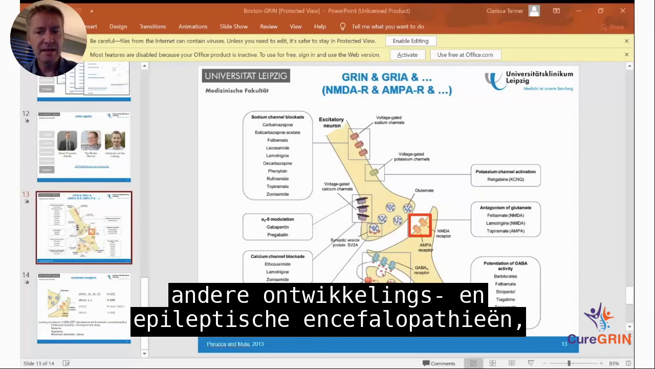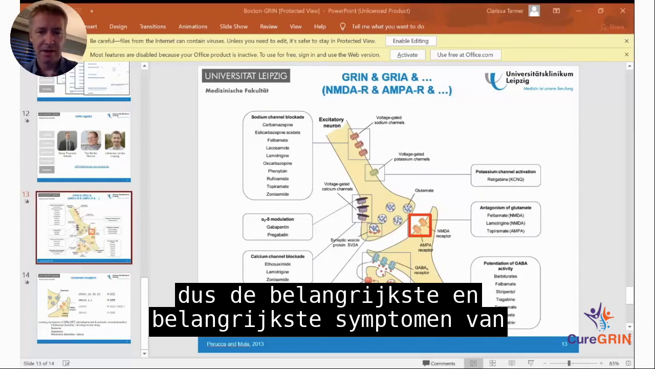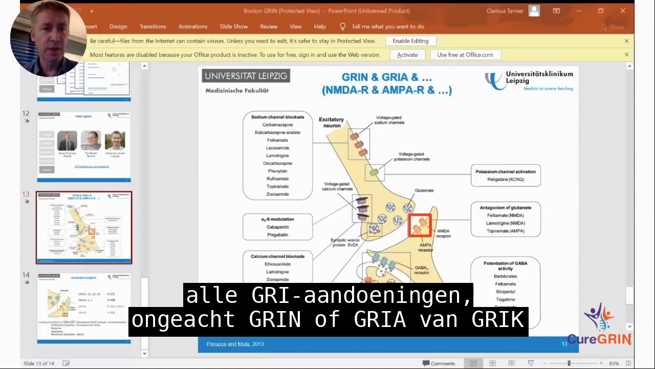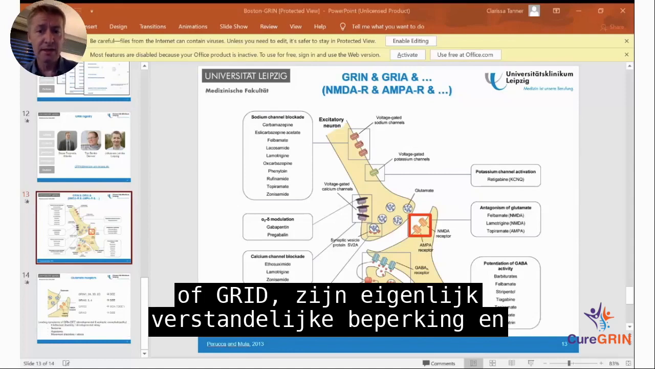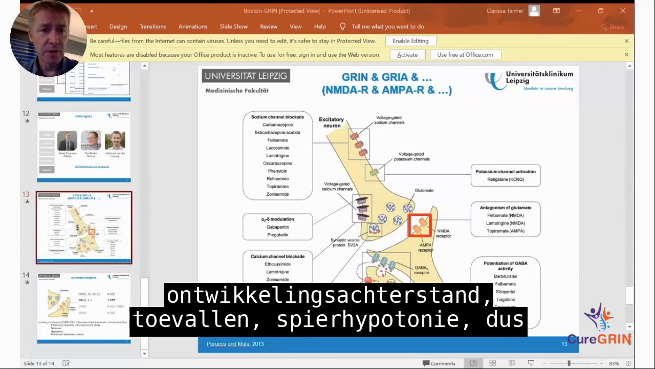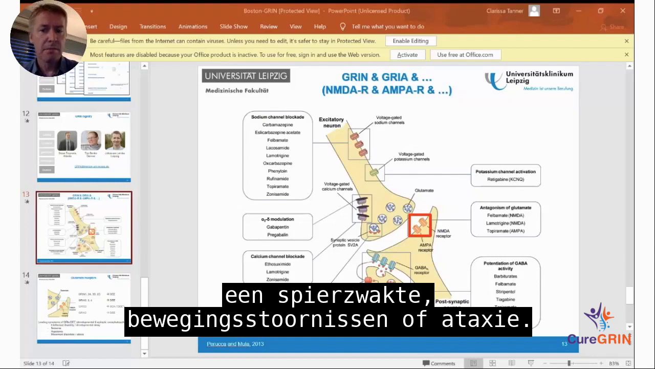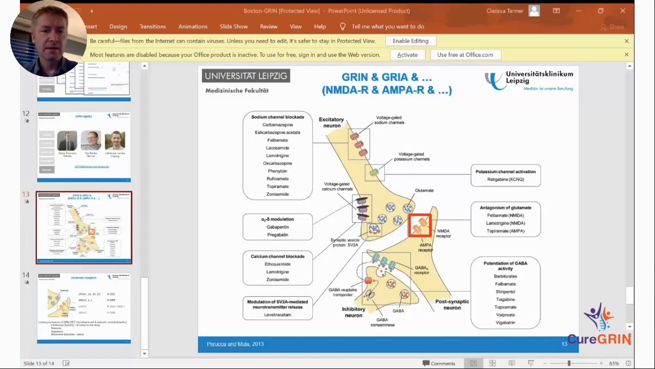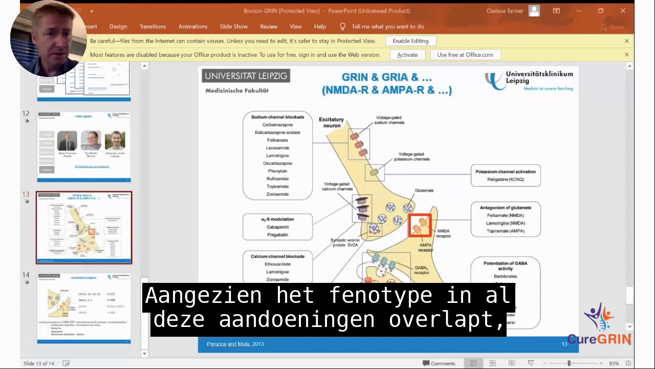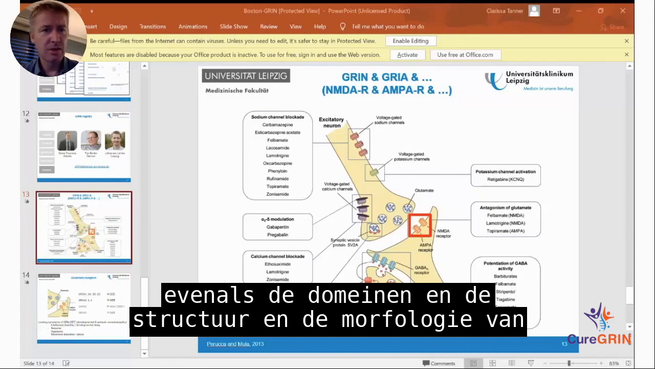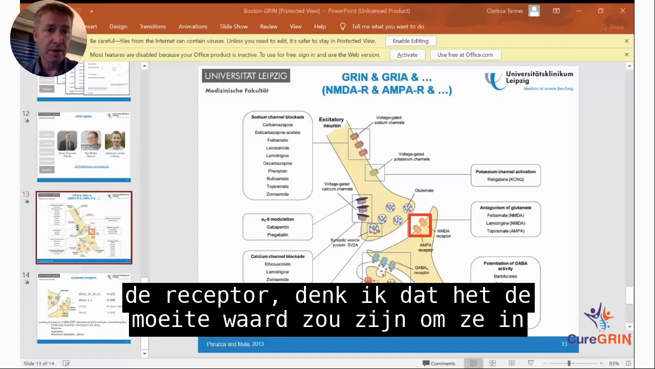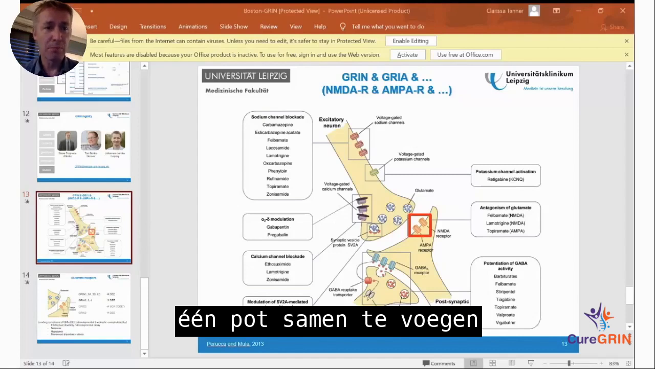So the main and leading symptoms of all the GRI disorders, no matter whether GRIN or GRIA or GRIK or GRID, are intellectual disability and developmental delay, seizures, muscular hypotonia, so muscle weakness, movement disorders or ataxia. As the phenotype overlaps in all these disorders, as well as the domains, the structure, and the morphology of the receptor, I think it would be worth lumping them together in one pot.